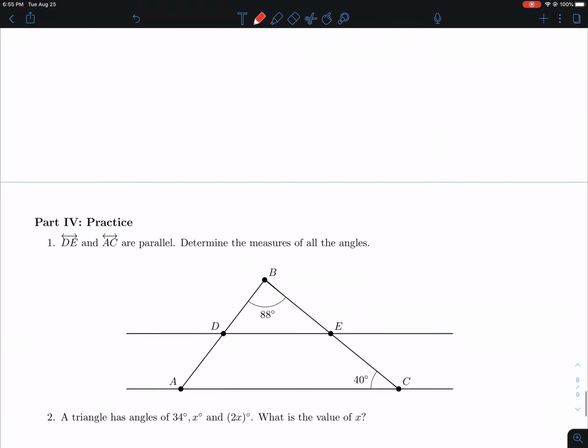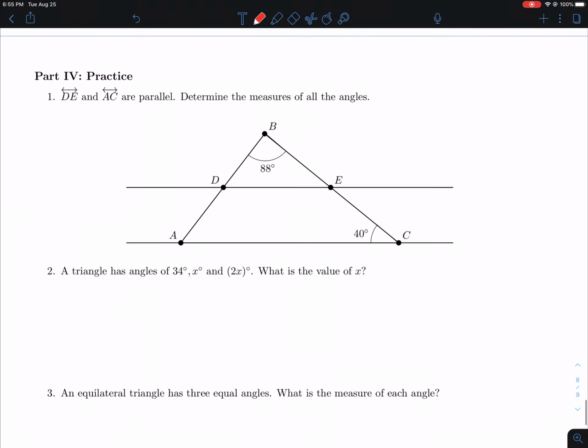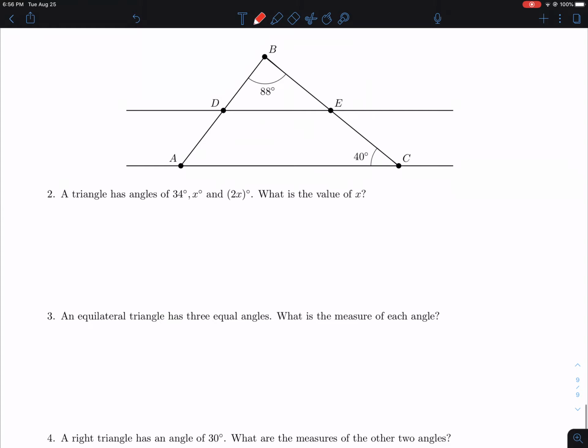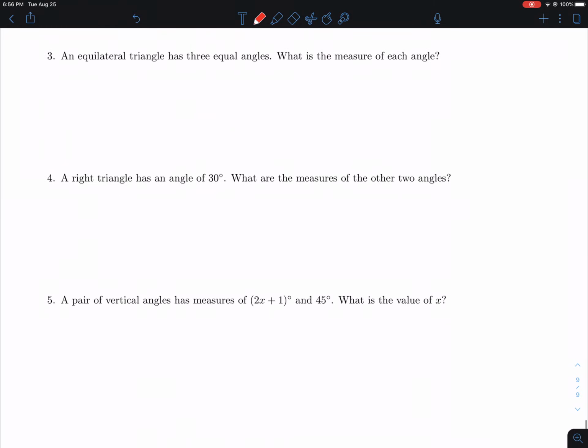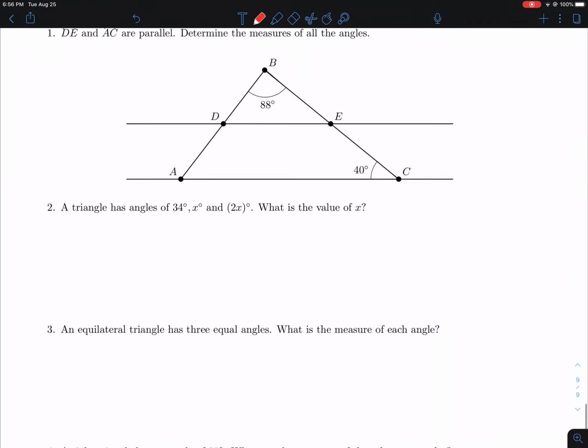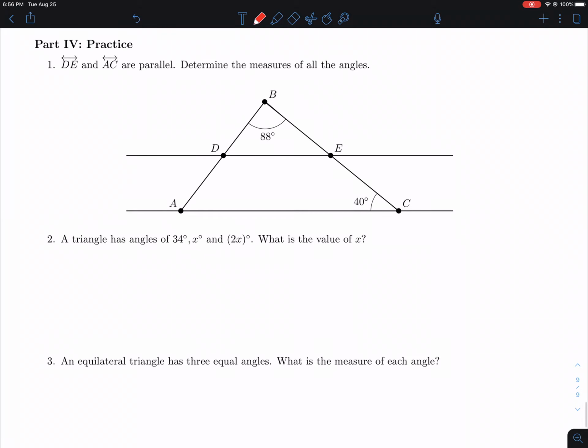And then otherwise, the last couple here are just practice for you guys. So again, kind of work on these on your own. 2, 3, 4, and 5, I think, are the exit ticket for the day. So you definitely want to make sure you do those.